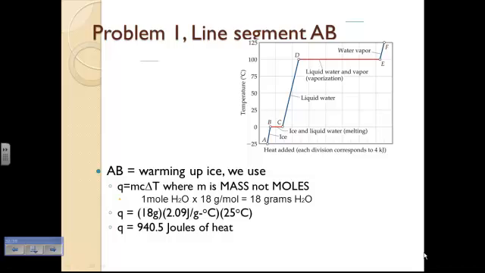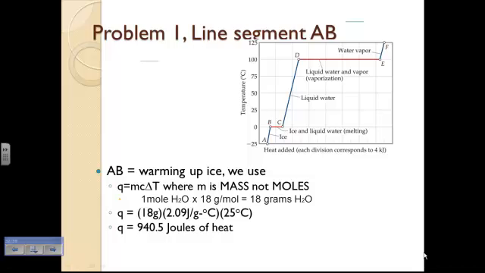We can see that 1 mole of water times its molar mass of 18 grams per mole easily converts. 1 mole is the same as saying 18 grams. 1 mole of water would weigh 18 grams. That's the M I place into the MC delta T. So my M, we're going to place in 18.